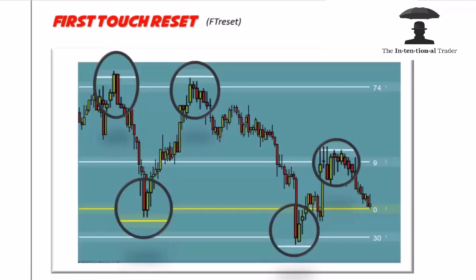What gives these pivots their value? Well, the people trading give the pivots value. They are a self-fulfilling prophecy. There is nothing magical about them. So we want to look at the pivots that most other people are looking at.